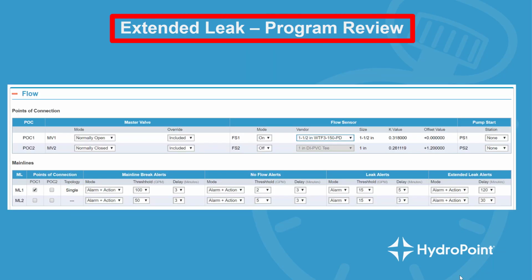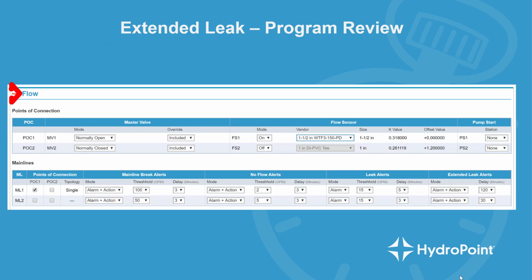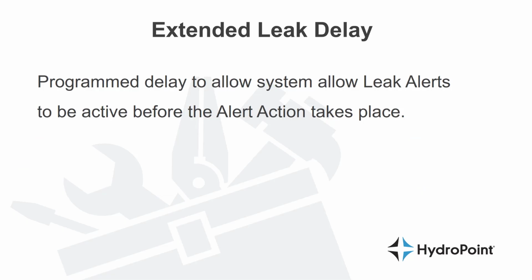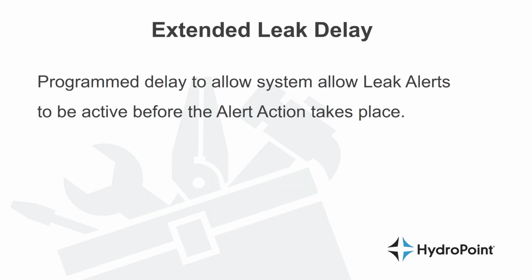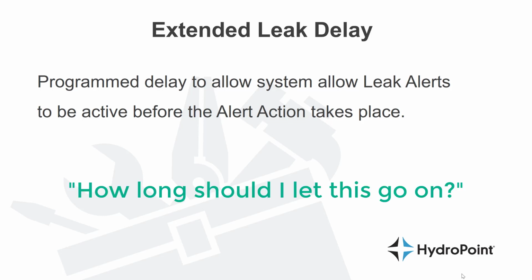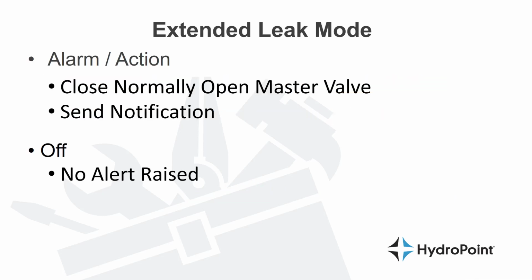For our extended leak programming, we go to the website weathertrack.net, we go to the program page, we open up the flow menu, where you find those leak alerts, and finally the extended leak alerts, where you set the extended leak mode and the extended leak delay. The extended leak delay is the number of minutes that you want to allow the system to identify that leak alert before the alert action takes place. So ask yourself how many minutes you can allow unscheduled irrigation to happen on your site before an alert action takes place. The action that you can elect to have happen is to close a normally open master valve.